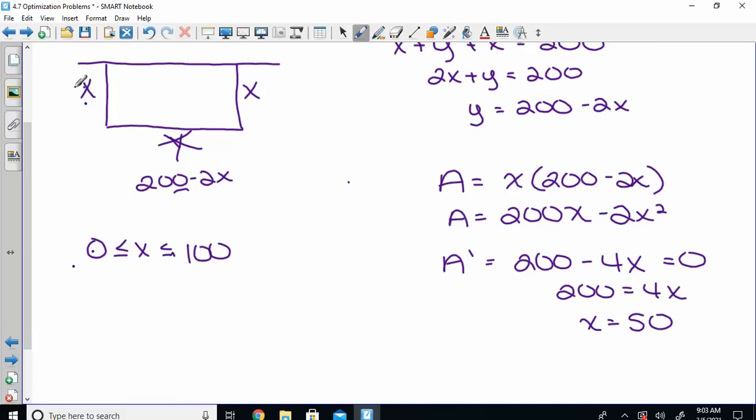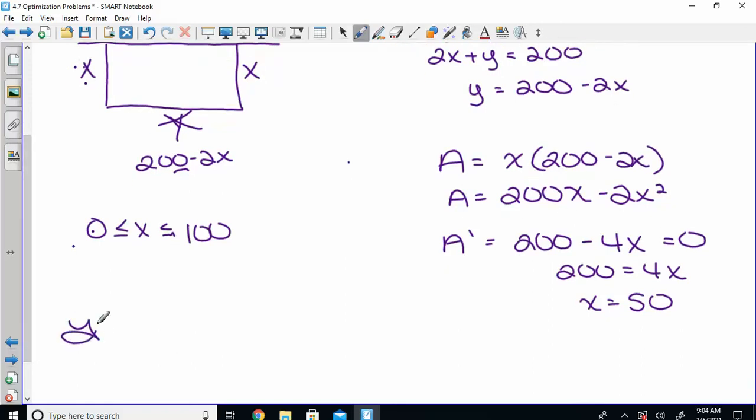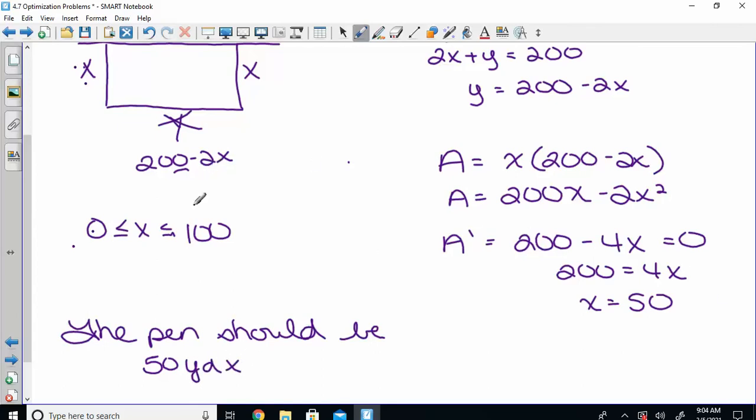But if we hadn't said that, you could even plug it back into both sides and make sure it made sense. Then we have to answer the question. I wanted what dimensions will maximize the area. So the pen should be 50 yards by, to find the other side, 200 minus 2 times 50. So 200 minus 100 is 100 yards. So those are the final dimensions to answer my question.